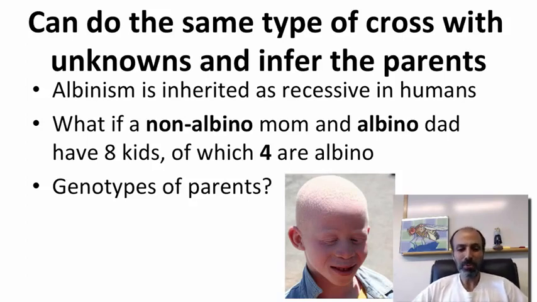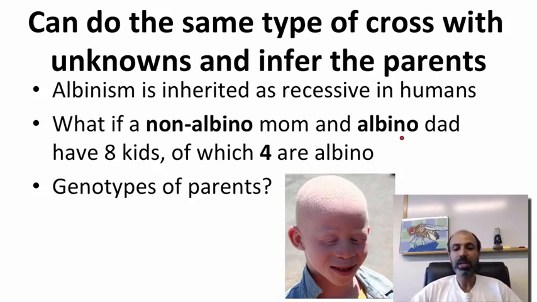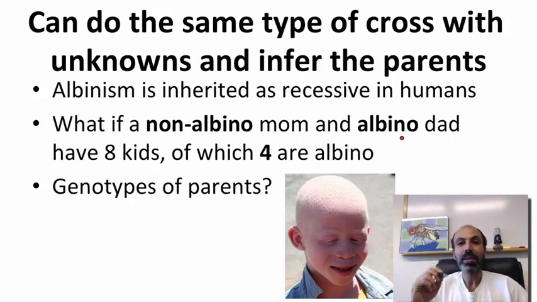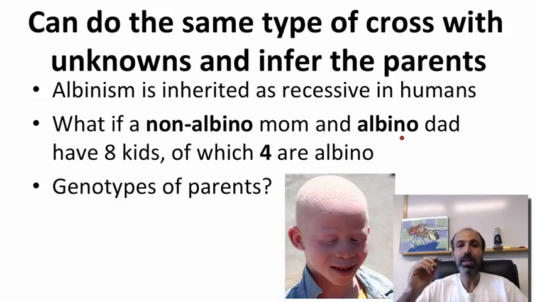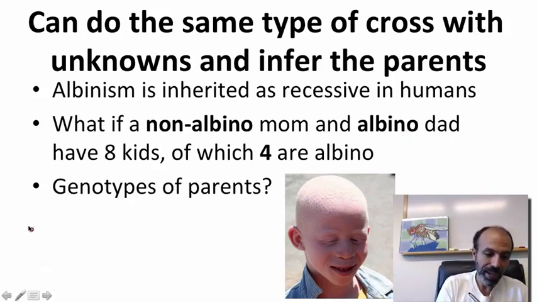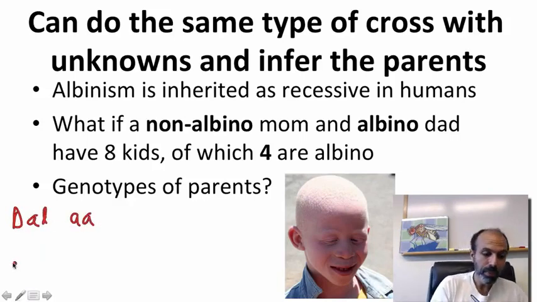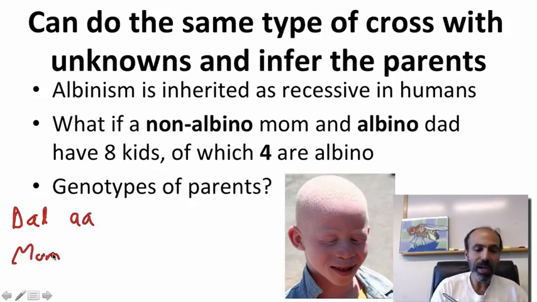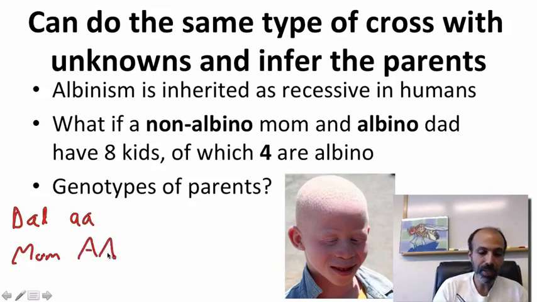Welcome back. I hope that one wasn't too difficult for you, but let's go ahead and work this one out. So we have a non-albino mom and an albino dad. They have 8 kids, 4 of which are albino. I said albinism is inherited as a recessive in humans. Because it's recessive, since the dad is albino, the dad necessarily has to be homozygous for the recessive. So let's call the allele A. Dad has to be little a, little a. Now mom is non-albino, so she could be big A, big A, or big A, little a, right?